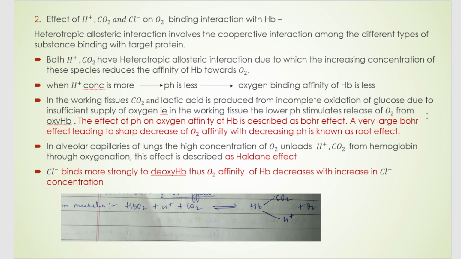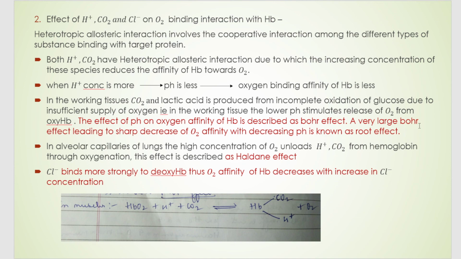Absolutely, oxygen is not there in the tissue. So there is incomplete oxygenation of glucose, because of which the working tissue releases carbon dioxide and lactic acid. Because of this lactic acid, the pH of the tissue becomes very low.